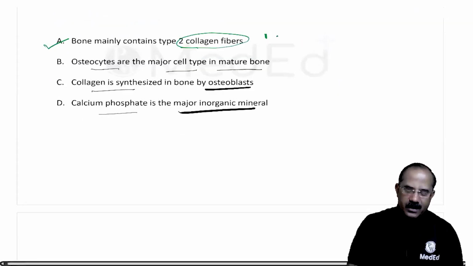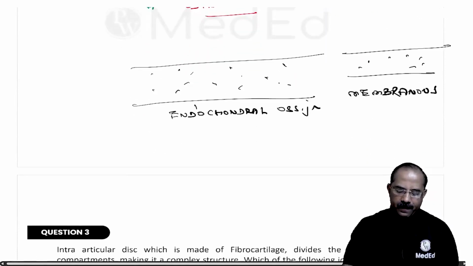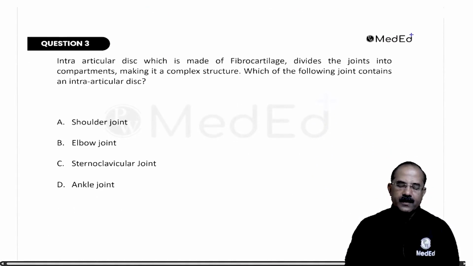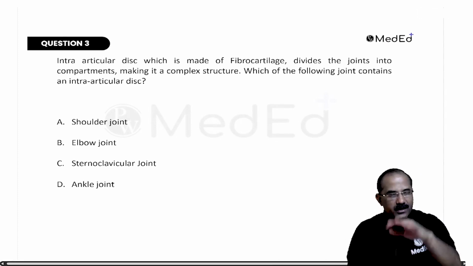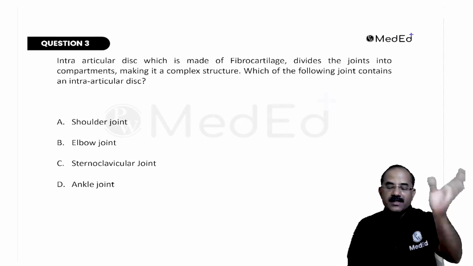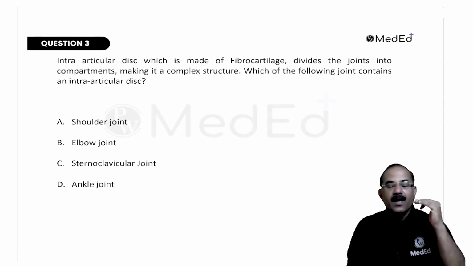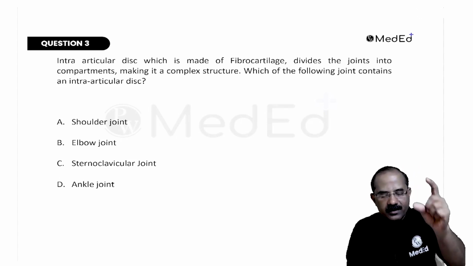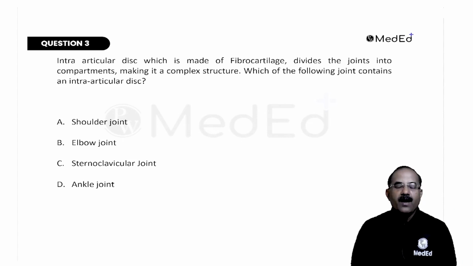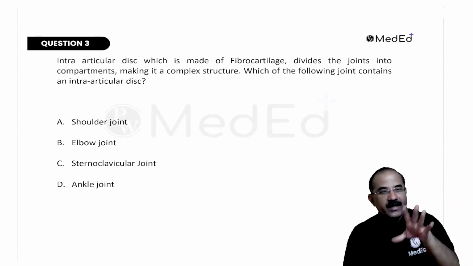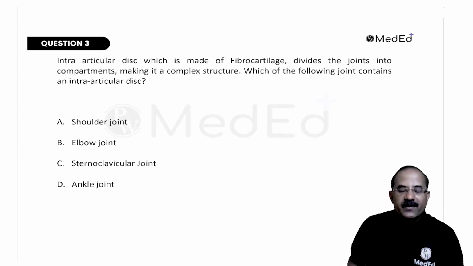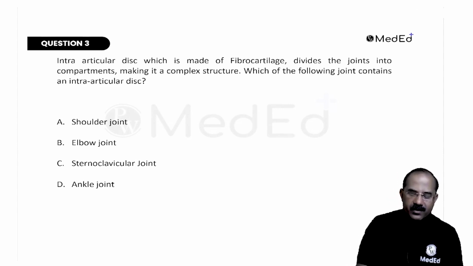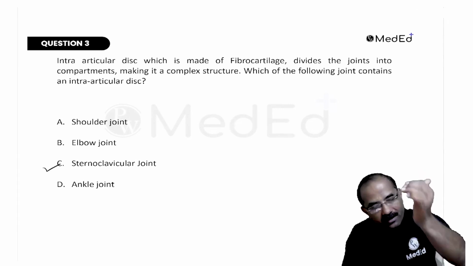So coming to the third MCQ, have a look at this. Intra-articular disc is made up of fibrocartilage, divides the joint into compartments, making it a complex structure. Which of the following joints contains an intra-articular disc? Out of all these joints, which joint contains an intra-articular disc? Yes, very good, Naman. It's the sternoclavicular joint. Sternoclavicular joint has an articular disc.